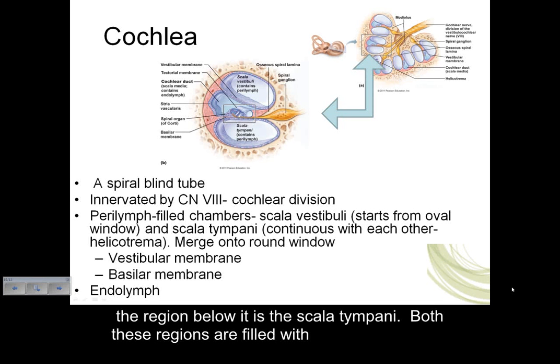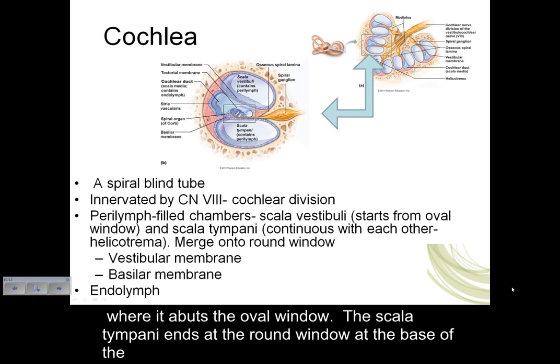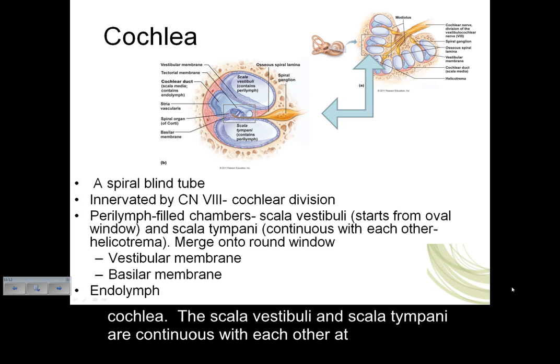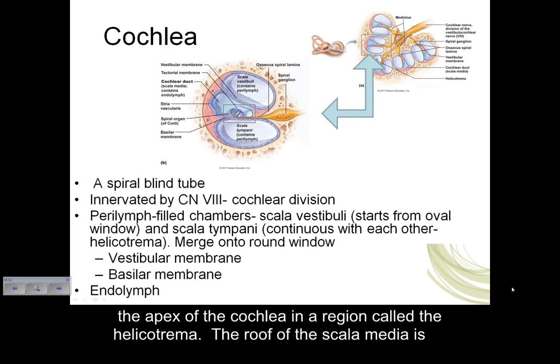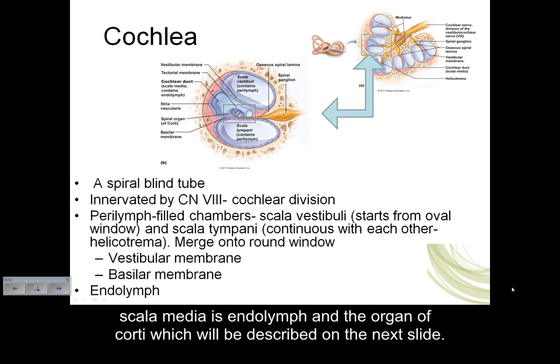The scala vestibuli is continuous with the vestibule near the base of the cochlea, where it abuts the oval window. The scala tympani ends at the round window at the base of the cochlea. The scala vestibuli and scala tympani are continuous with each other at the apex of the cochlea in a region called the helicotrema. The roof of the scala media is the vestibular membrane, and the bottom of the scala media is the basilar membrane. Within the scala media is endolymph and the organ of Corti, which will be described on the next slide.